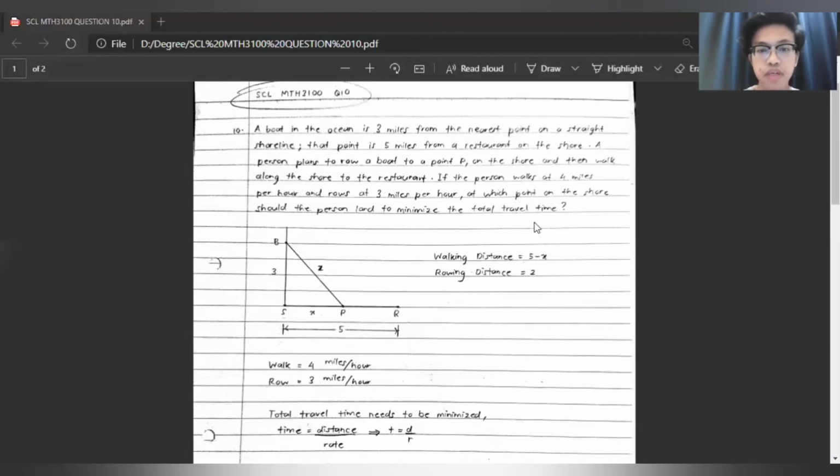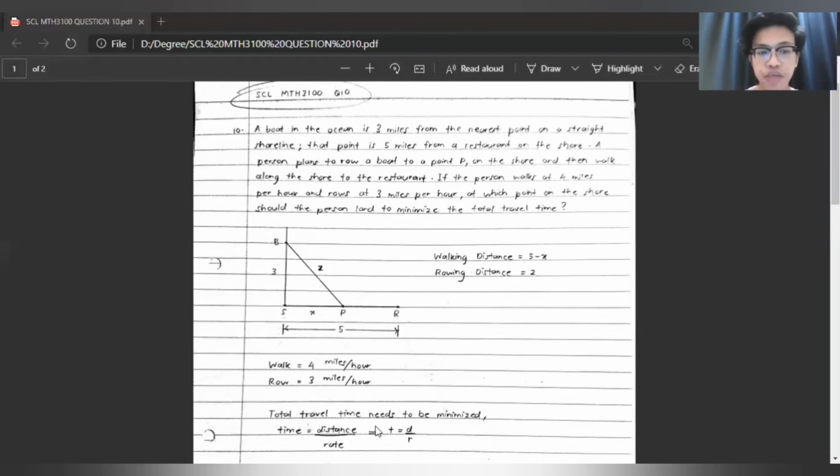First, we define the variables used in the problem and organize the information using a picture. So we need to draw the diagram first because it can make it easier to solve the problem. From the diagram that we draw, we get walking distance is equal to 5 minus x, and rowing distance is equal to z. Next, we list the constraints. Walking is 4 miles per hour, and rowing is 3 miles per hour.